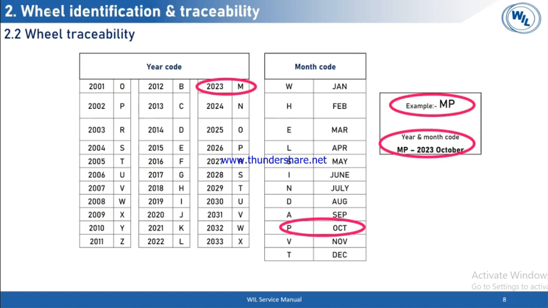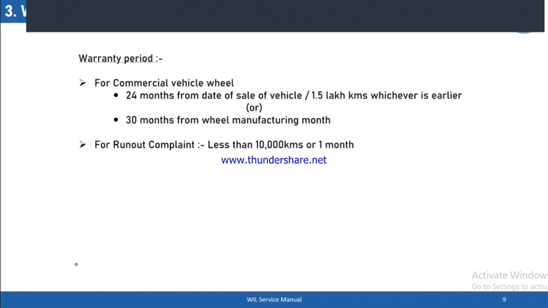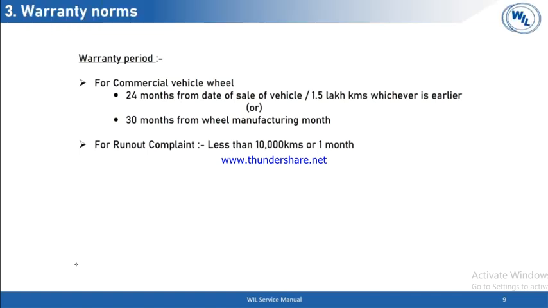Okay, sir, understood. Next slide, Ashwin. This is the warranty period for a commercial vehicle. The warranty norm we are giving is 24 months from the date of sale of vehicle or 1.5 lakh kilometers, whichever is earlier. If we don't know the date of sale of the vehicle, we take it from our traceability, which I showed in the previous slide.